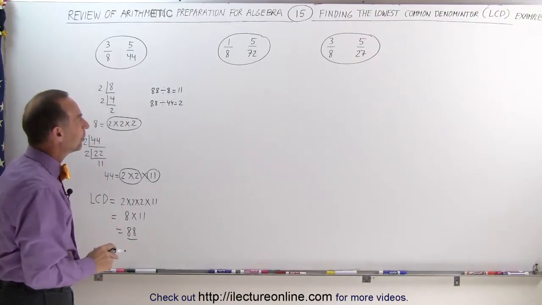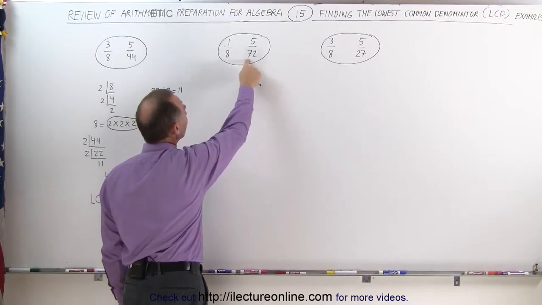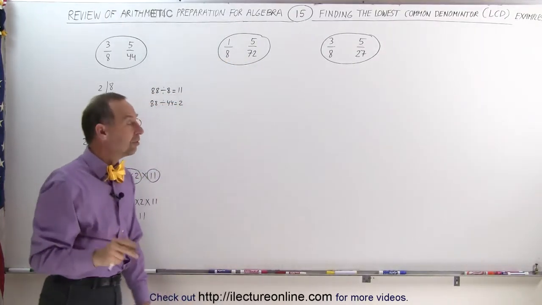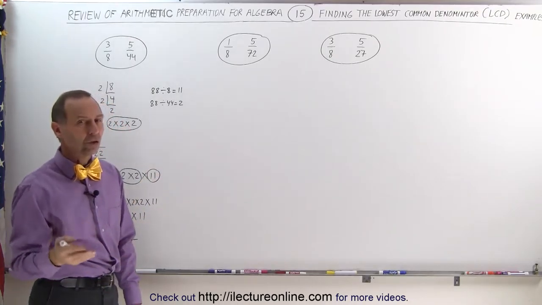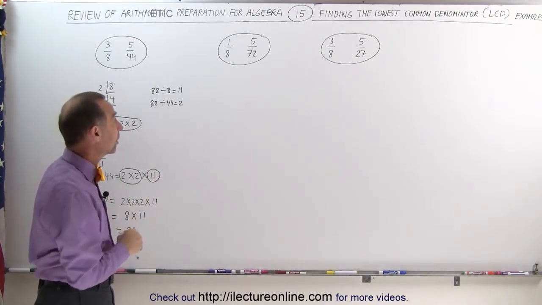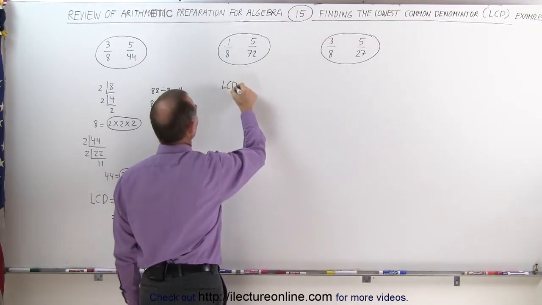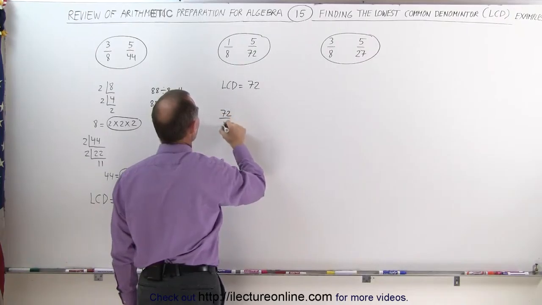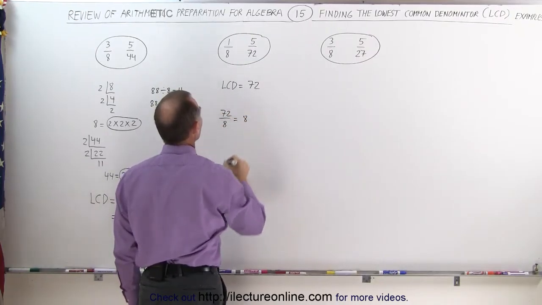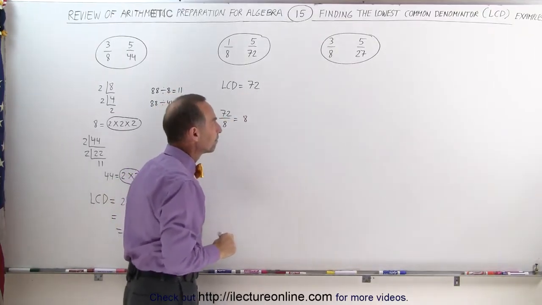On the next example, we notice that 8 will indeed fit evenly into 72. The rule is, if the smallest denominator fits evenly into the largest denominator, the largest becomes the lowest common denominator, or the LCD. In this case, the LCD is indeed equal to 72, because 72 divided by 8 is equal to 9, an integer number, which means that is correct.